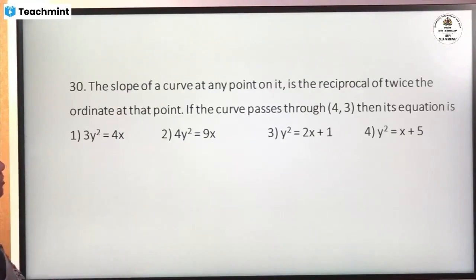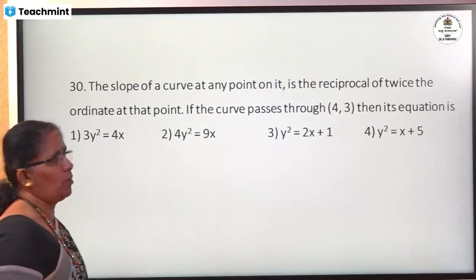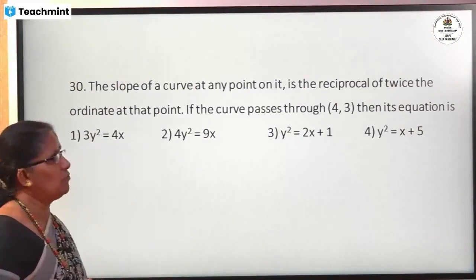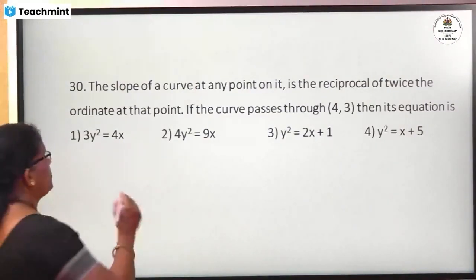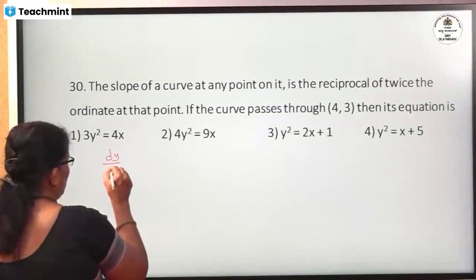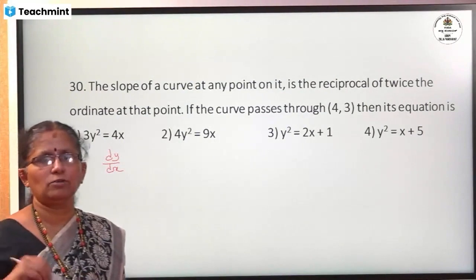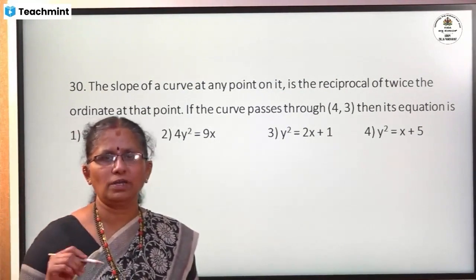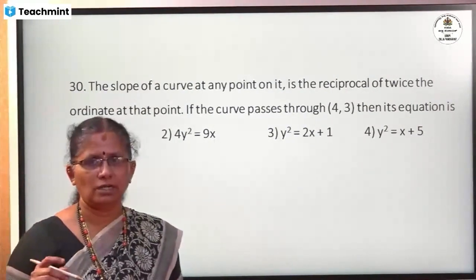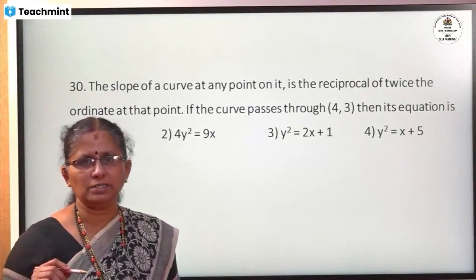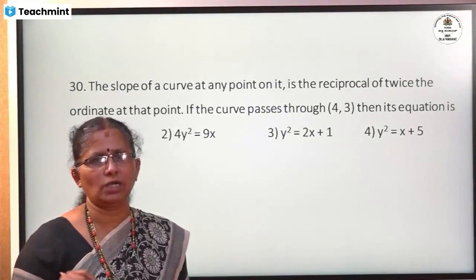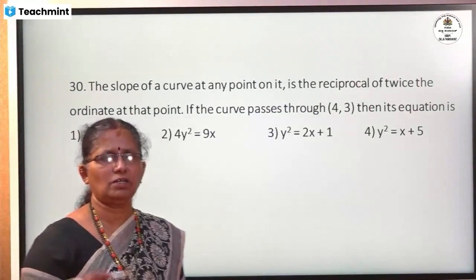So learn it properly. The slope of a curve at any point on it is the reciprocal of twice the ordinate at that point. If the curve passes through 4, 3, then its equation is? Slope of a curve, is it represented by dy by dx? So what does dy by dx geometrically represent? Slope of the tangent to a curve at a point. So if you can draw a tangent, it means the derivative exists. If you cannot draw a tangent, it means the derivative does not exist.